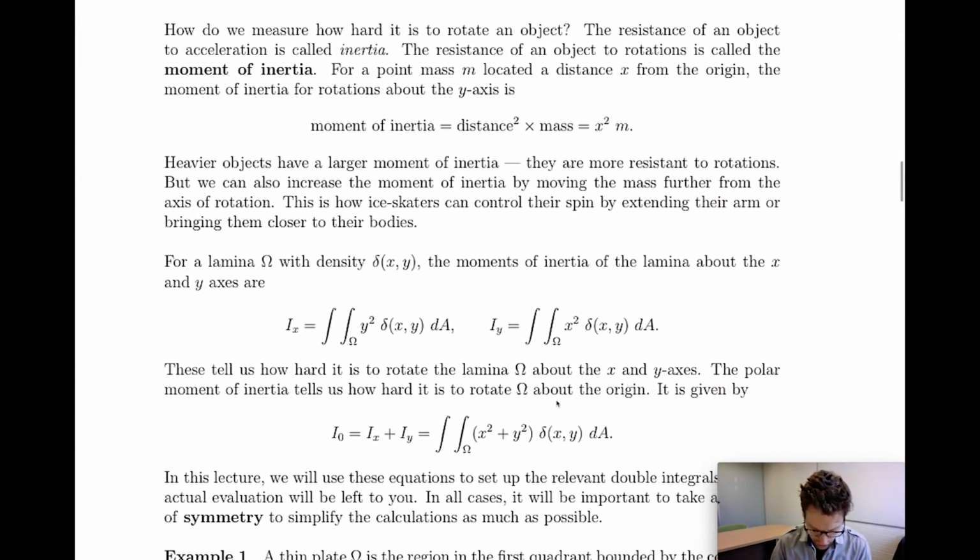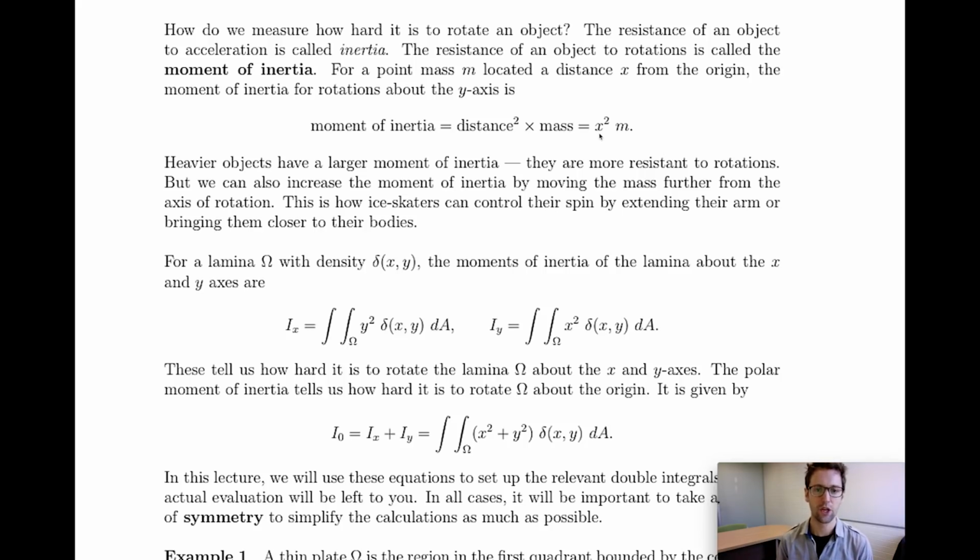So the moment of inertia is given by the mass of the object times the distance squared. So you can think of this as the moment of inertia is x squared times m. So if you increase the mass of the object, yes, absolutely, it increases the moment of inertia, but you can actually increase the moment of inertia even more efficiently by just moving the mass a little further away from the axis of rotation.